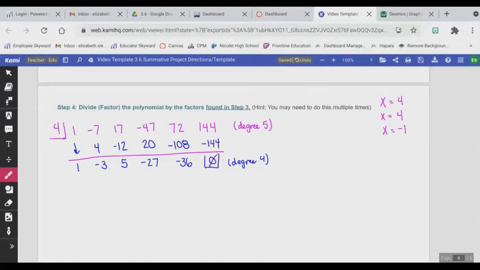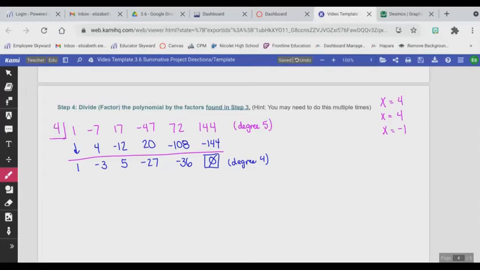And I have no remainder, okay? Which is what I want. It shouldn't have a remainder. Remember, we're dividing by something we know is a root. So it should work, it should divide in nicely and not have a remainder. All right, so this answer is degree 4.